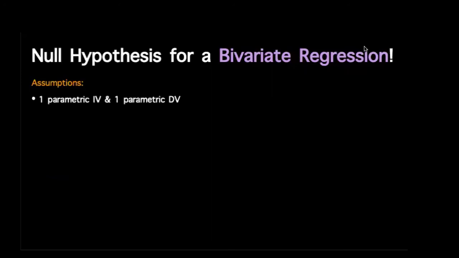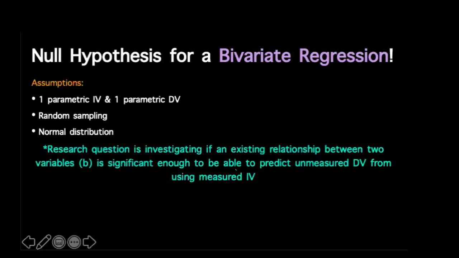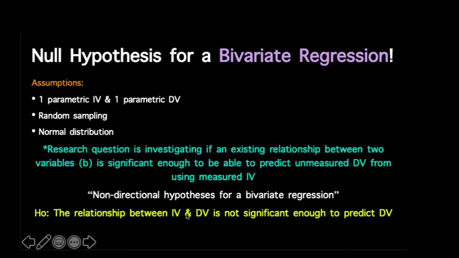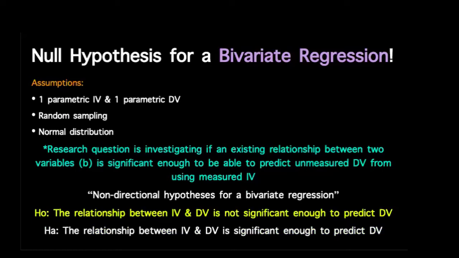So when we look at a bivariate regression, our assumptions are that we have a parametric independent variable as well as a parametric dependent variable. We have random sampling, normal distribution, all that good stuff. Okay. Remember that the purpose of a regression is to predict, right? You use an existing relationship to predict if that relationship is significant enough to predict a dependent variable. Okay, so non-directional hypotheses would tell us the relationship between the independent variable and dependent variable is not significant enough to predict the dependent variable. Okay, again, that predict is an important part of the null hypothesis for a bivariate regression.